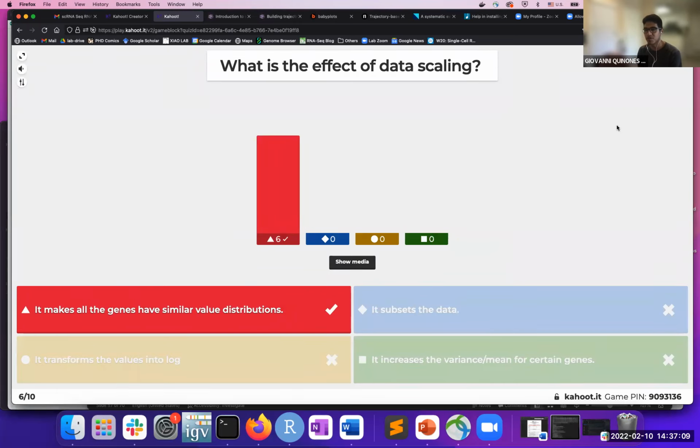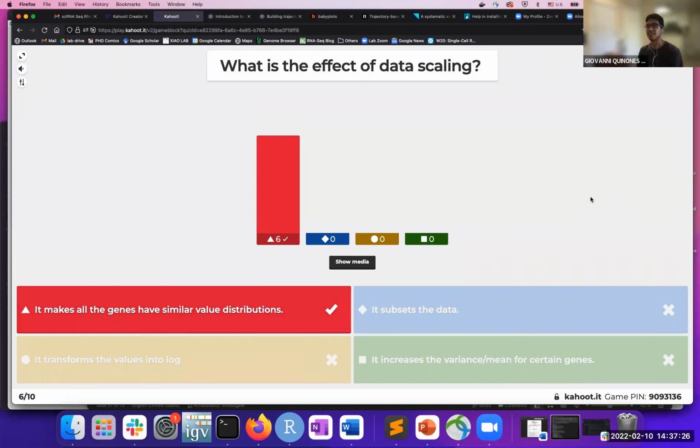Yes, so most people got it right. Everybody got it right. I guess some people didn't have enough time. I thought we had 10 players. But anyway, the right answer is that it makes all genes have similar value distributions.